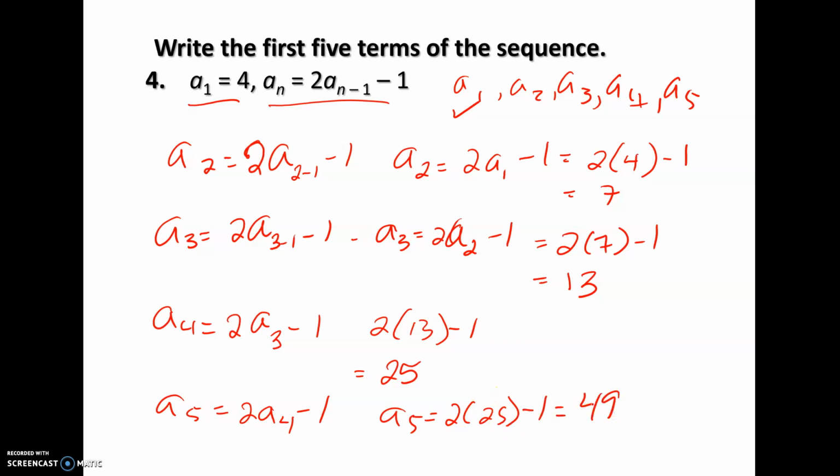Now just make sure you make a list. So I have 4, 7, 13, 25, 49. And those are my first 5 terms.